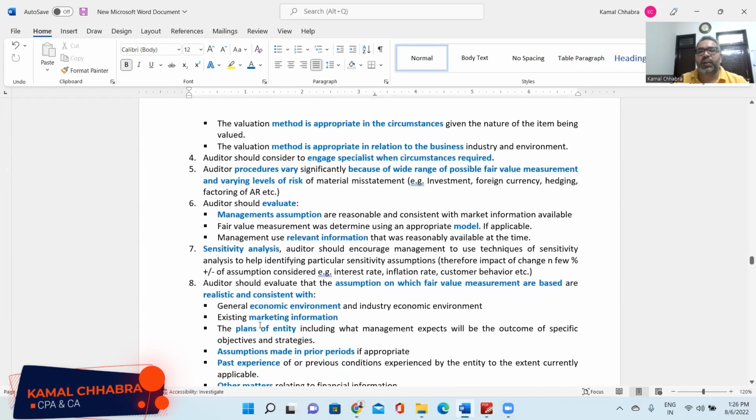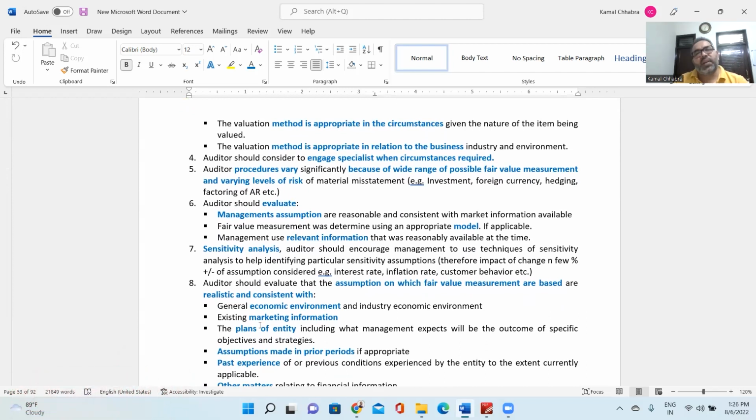valuation method is appropriate in the circumstances given the nature of the item being valued. For example, if you are valuing fixed assets, whether you should use the amortization method or the depreciation method. If it is an intangible asset, then you should be using the amortization method. If it is a tangible asset, you might be using the depreciation method, right? So the valuation method which is required to be used for the particular item, has that method been used or has a different method been used by the management? Make sense?